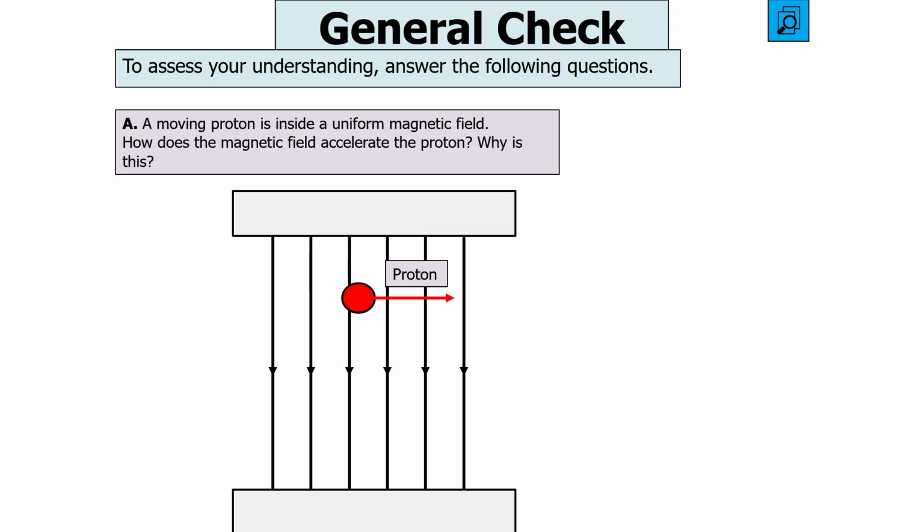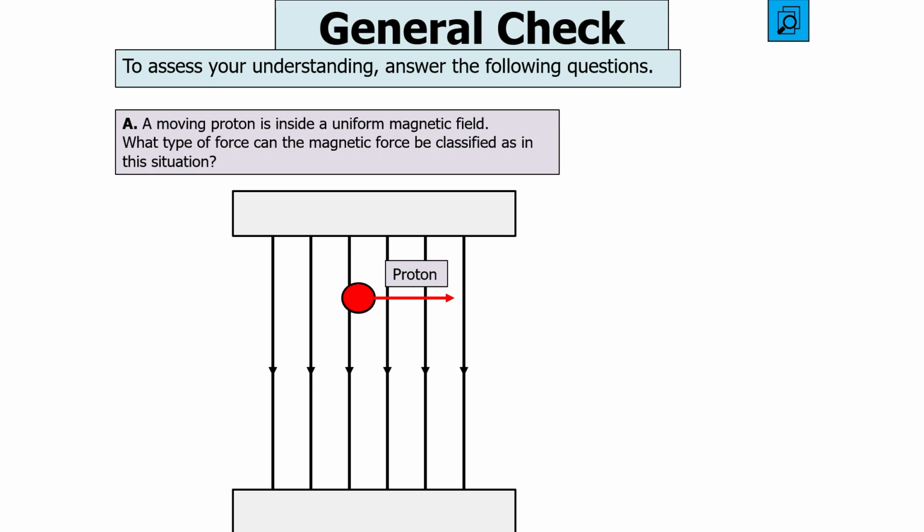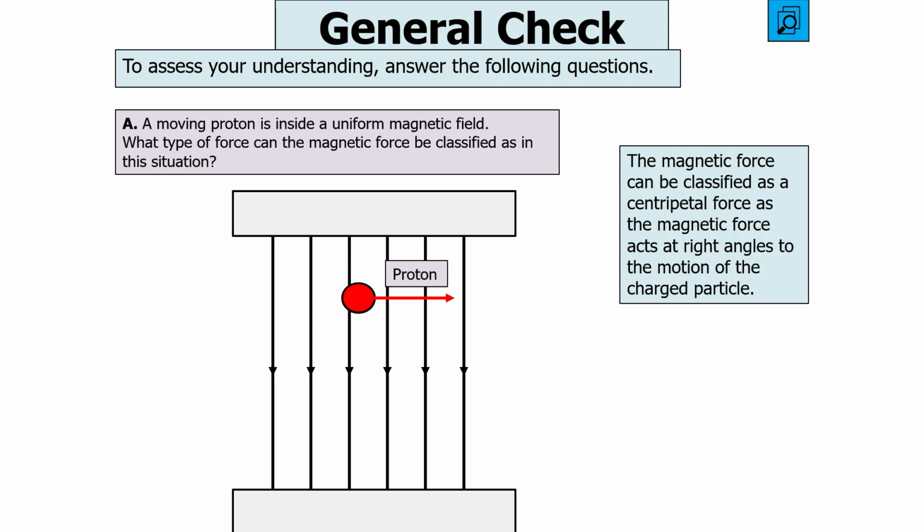How does the magnetic field in this instance accelerate the proton? The proton would be accelerated by changing the direction of its motion, as the magnetic field is at right angles to the direction of the motion of the particle. What type of force can the magnetic force be classified as in this situation? The magnetic force can be classified as the centripetal force, as the magnetic force acts at right angles to the motion of the charged particle.